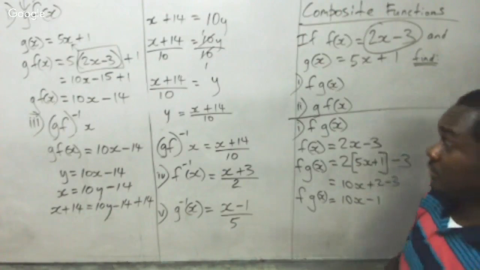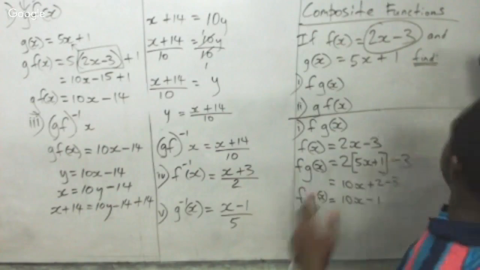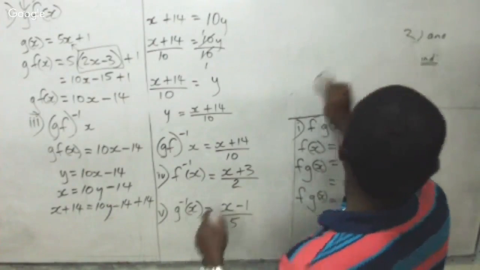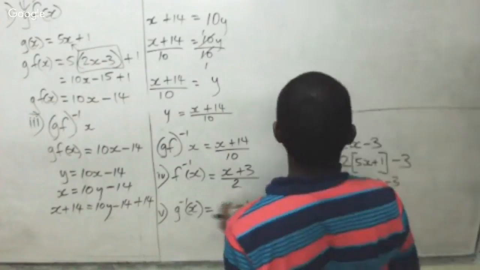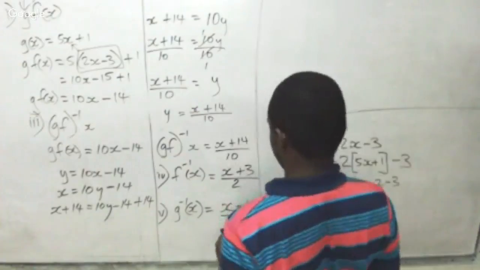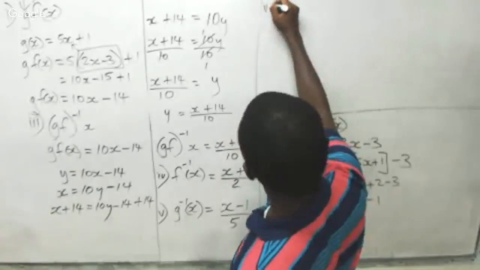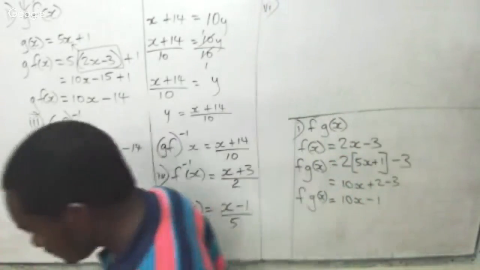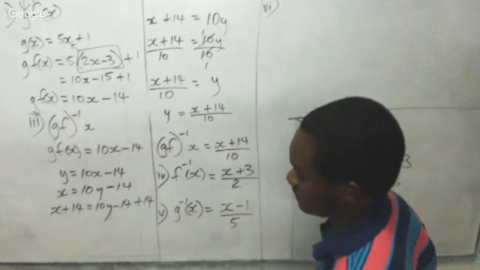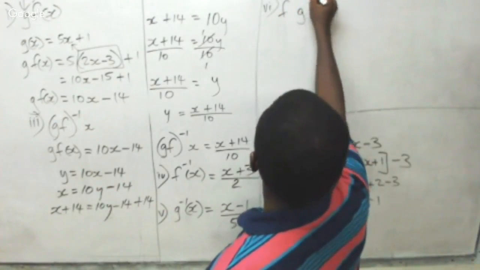Ready to move on. Something very important we need to prove. We need to prove something very, very important. So we are now going to do something else. Let me draw this closer. We are going to find number 6 now. I want you to find F inverse of G inverse.